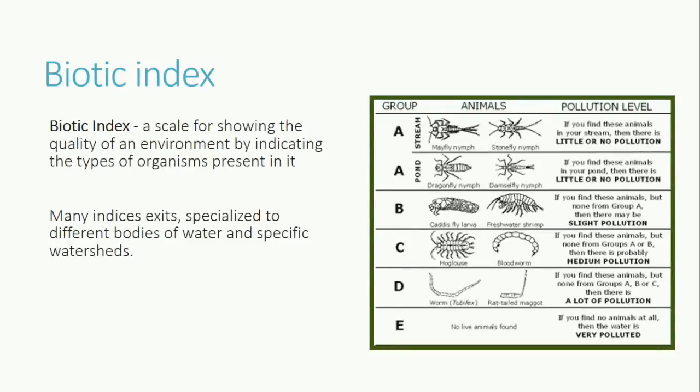A biotic index is a scale, usually numeric, that indicates the quality of environment by examining the types of organisms present in it. There are many biotic indices used across the globe. Some are specialized to different types of water bodies, such as lakes, streams, and wetlands. Other indices have been specialized to specific watersheds. This picture is an example of how macroinvertebrates are classified by a biotic index. Today, we'll be using Beck's Biotic Index, which is a broad, general index to assess health of streams.